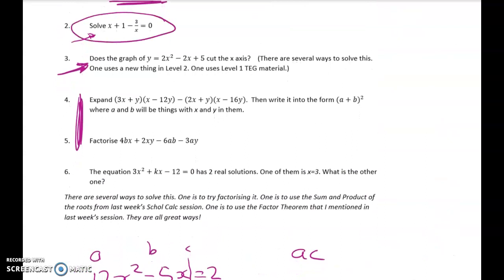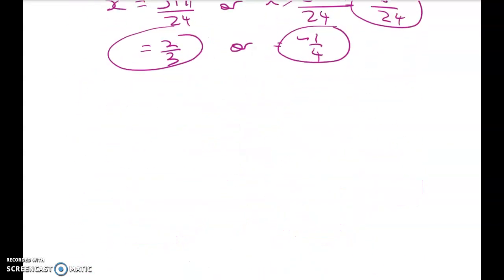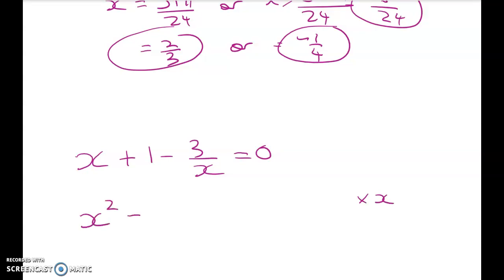Question 2 doesn't look like a quadratic, but it is a quadratic. And if you stick around and keep going with Scholarship Calc, you're going to see all the time that we try and find ways to see how things are quadratics when they don't start out looking like that. The first thing I'm going to do here is to multiply everything through by x so that I don't have any fractions. So I have x squared plus x minus 3 equals 0.